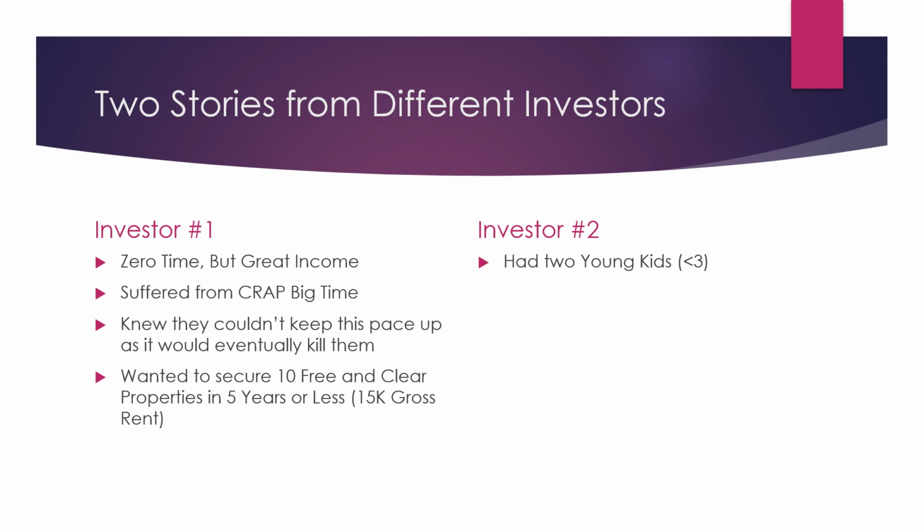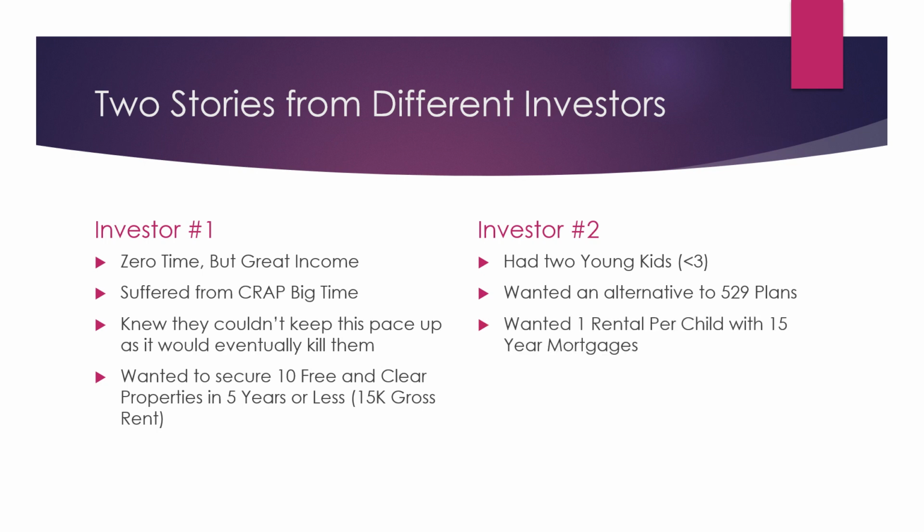So number 2, kind of a reverse story. In this case, this individual had 2 young kids younger than 3. That's what I mean by that, less than 3 years old. They wanted to do something other than a 529 plan, which I think is the college fund, where you put money away and you can take it out and use it for college expenses.